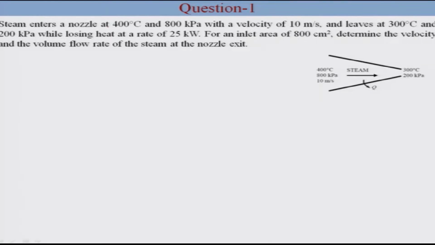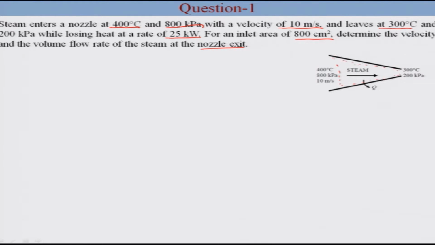So let's get started. Steam enters a nozzle at 400 degrees centigrade and 800 kilopascal with a velocity of 10 meter per second and leaves at 300 degrees centigrade and 200 kilopascal while losing heat at a rate of 25 kilowatt. For an inlet area of 800 centimeter square, determine the velocity and the volume flow rate of the steam at the nozzle exit. So this is the sketch of the system and this is the control volume.